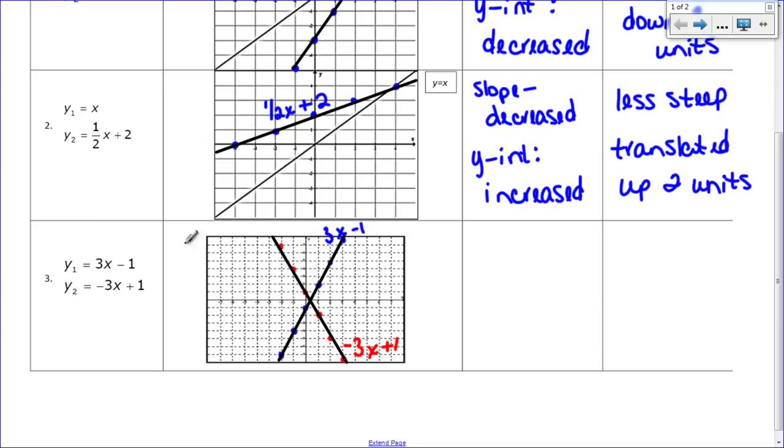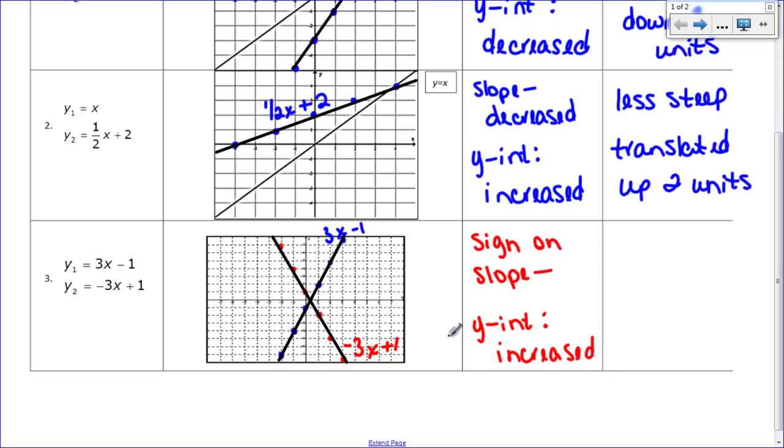I did, however, change the sign of my slope. It went from positive to negative. So it went from a positive slope to a negative slope. I did change that. I also changed the y-intercept, and the y-intercept went from a -1 to a +1, so it definitely increased. It went up, it got bigger.